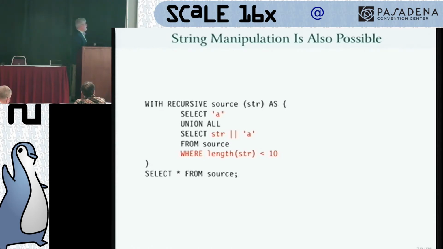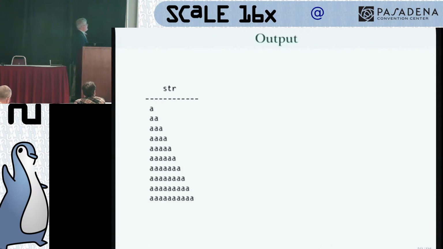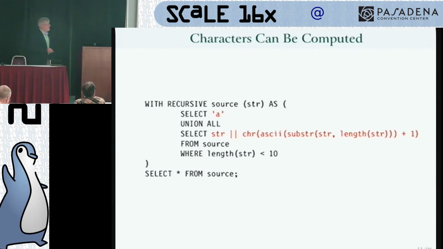I'm priming it with an A, and then I'm concatenating an A. So I primed A into here, and then I say, as long as the string length is less than 10, give me another A. Append an A, append an A, append an A, and select the whole thing, and I get all these A's like that. Not really exciting, but it works.